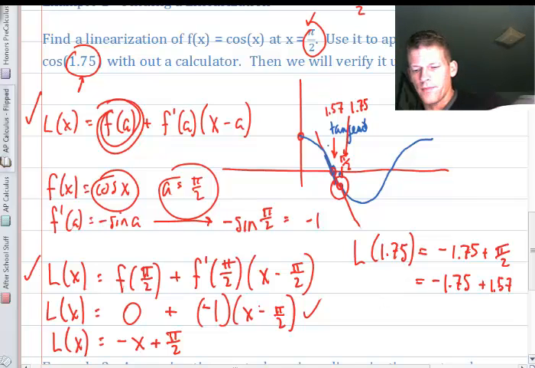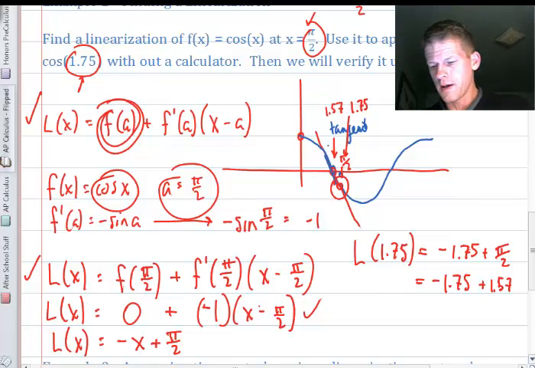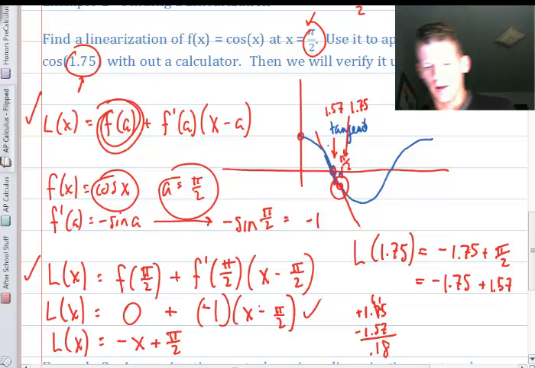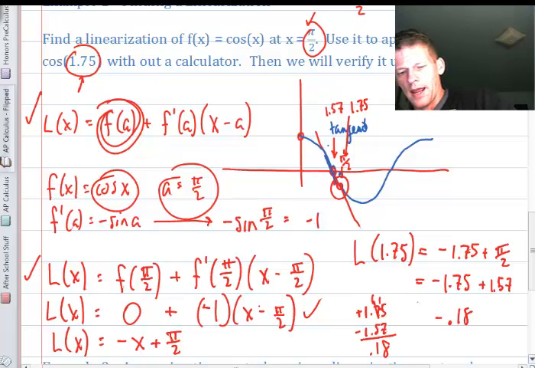I got the difference between these two is, negative 1.75, and let's just see what the difference is. 1.57. This is carried. You got 8, and then here we got 6. So it's like 0.18. So the difference is going to be negative 0.18, and that's what I'm approximating.